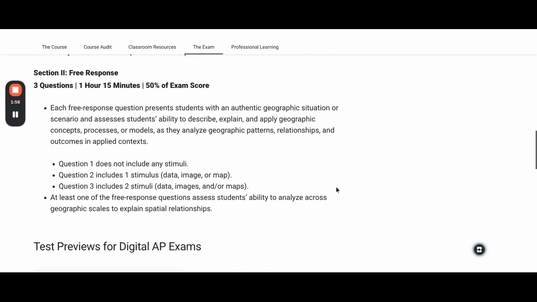Now, the second part of the test itself is the FRQs, or the free response questions. As a part of the second section, you will have 3 questions. You'll have an hour and 15 minutes to complete those short free response questions. Each of these will be some sort of authentic geographic situation or scenario that allows you to use those task verbs that you'll learn about here in this course. You're identifying, explaining, analyzing, describing, and answering those sets.